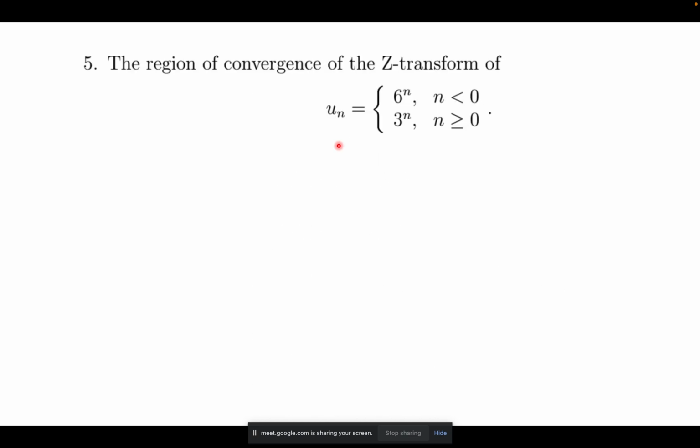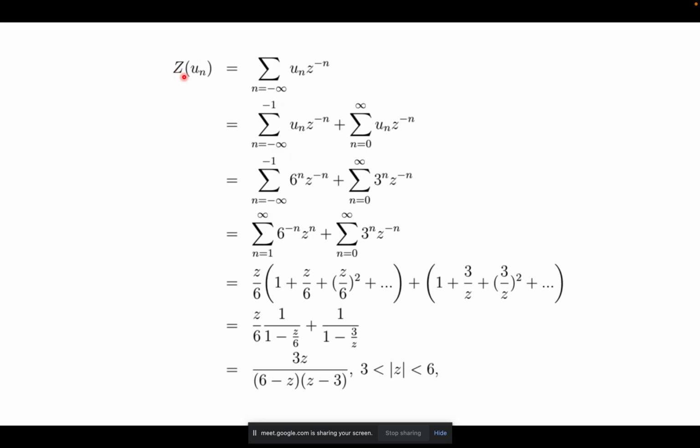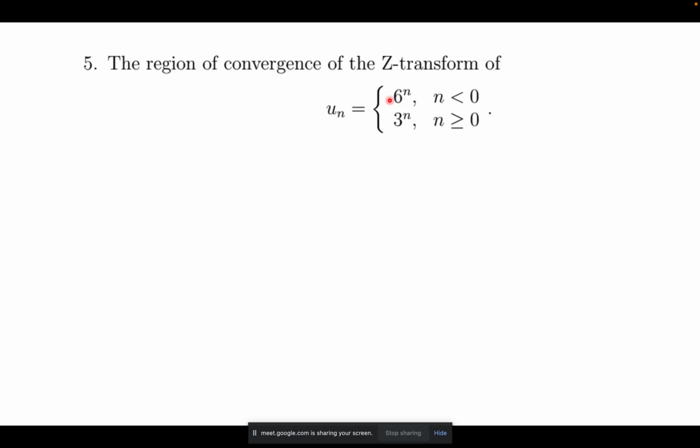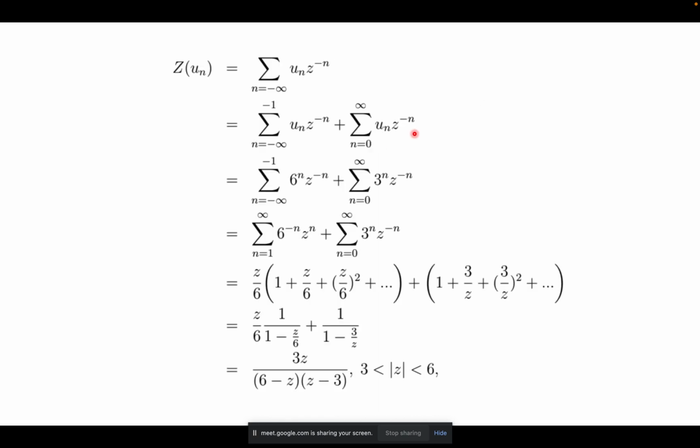First, you can write the Z transform as the summation of un times Z power minus n, from minus infinity to infinity. This is the definition of the Z transform. Now you see you are given the sequence in two separate limits. For n less than 0 you have 6 power n, and for n greater than or equal to 0 you have 3 power n. So here I am breaking the summation: for n from minus infinity to minus 1, and for n equal to 0 to infinity, I am just separating the summation into two limits.